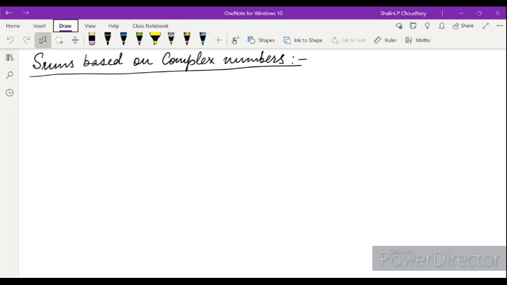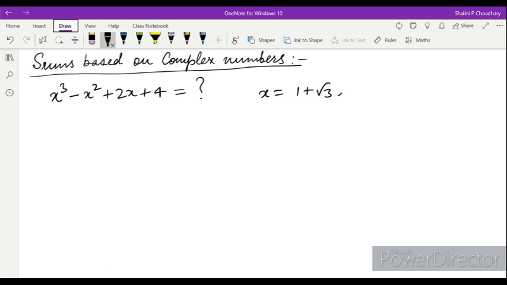Today we'll do different kinds of sums based on complex numbers. The first sum that we are going to do is: x to the power 3 minus x squared plus 2x plus 4 is given, and you have to find the value of this. x cube minus x squared plus 2x plus 4, you have to find its value, and it is given that x is equal to 1 plus square root of 3i.